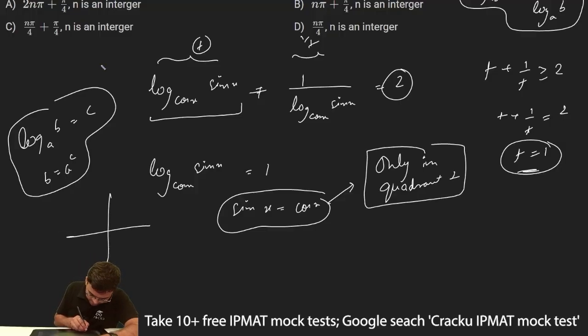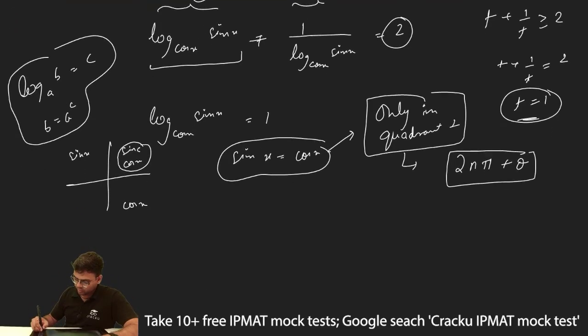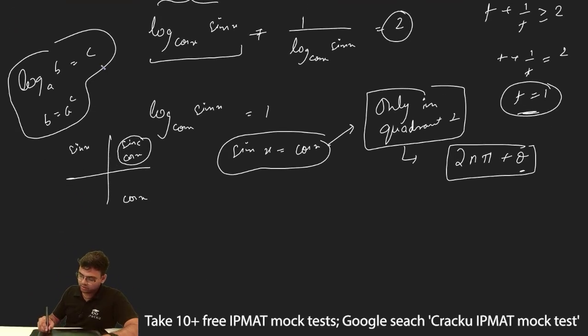Let's say if this is the diagram. In this, sin and cos both are positive, because sin is positive in this one and cos is positive in this one. But in which quadrant are sin and cos both positive? It is quadrant 1. And how do we calculate the angles of quadrant 1? Each angle of quadrant 1 is given by 2n pi plus theta. Now we have to find out this theta.